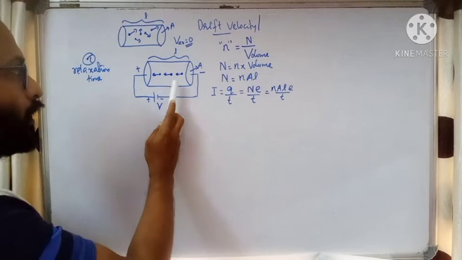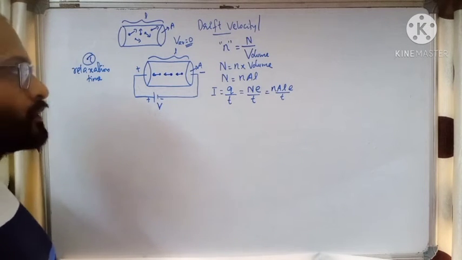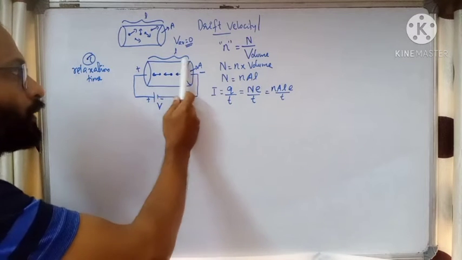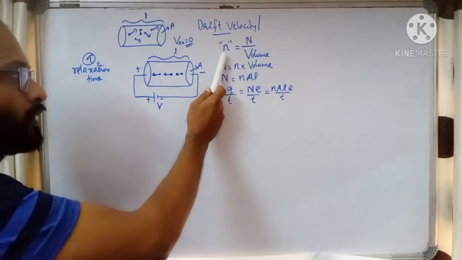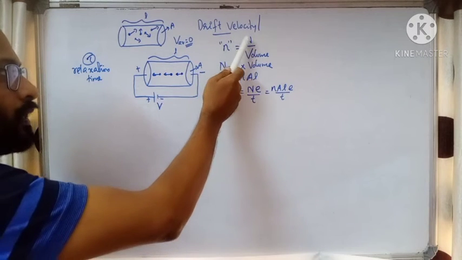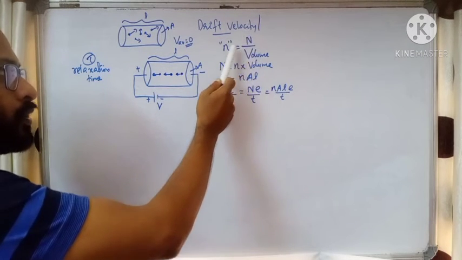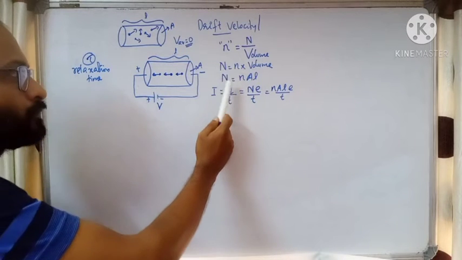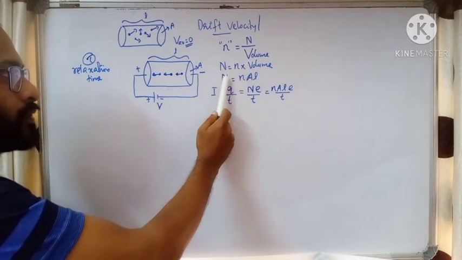Now we need to get the equation for drift velocity. We'll start with the equation. n means the number of electrons per unit volume in the conductor. What is the equation for n? Total number of electrons divided by the volume. So the total number of electrons N is equal to n into volume. n indicates the number of electrons per unit volume.